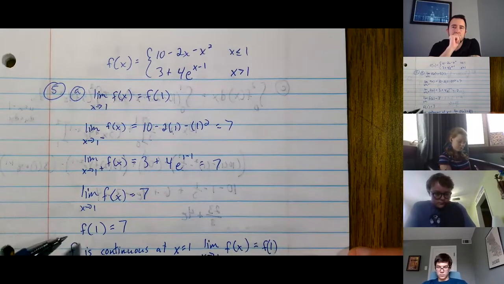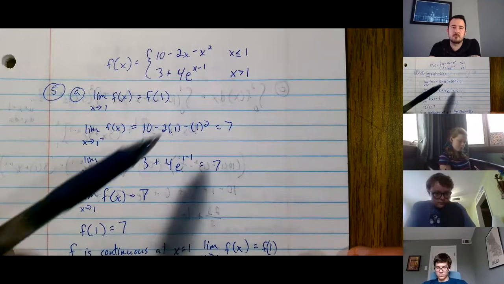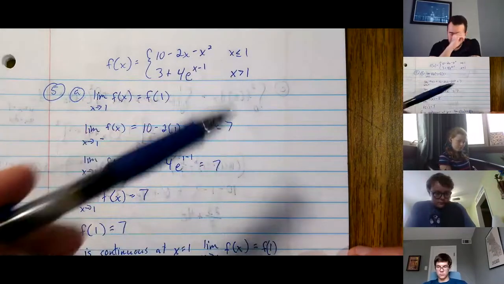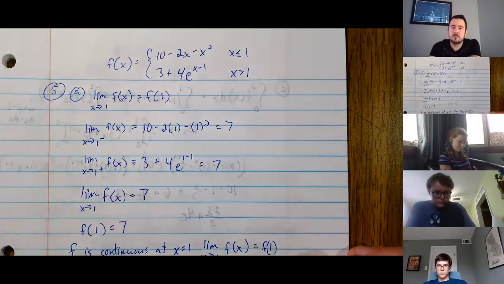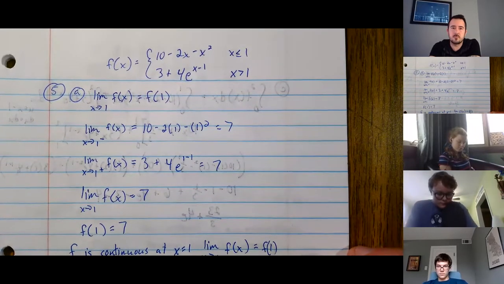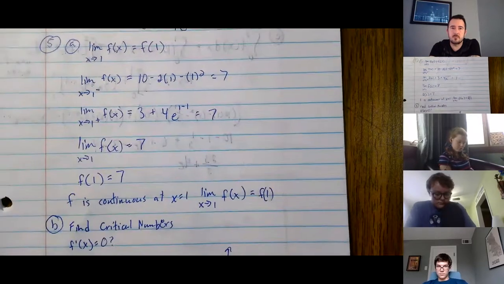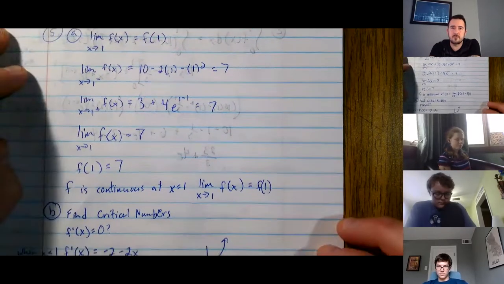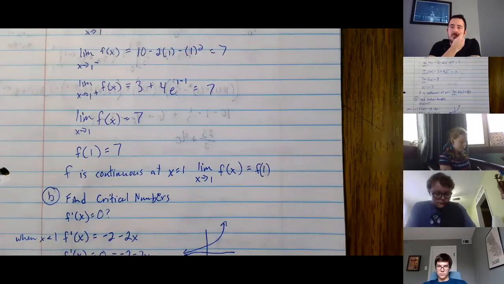And then we have to evaluate f of 1, which is very simple, just plugging 1 into the top piece, which is, of course, 7. And so those two things are the same. So f is continuous at x equals 1 because the limit as x approaches 1 of f of x equals f of 1. Relatively simple, just based on the definition of continuity.